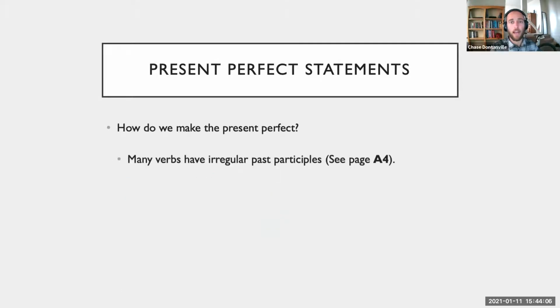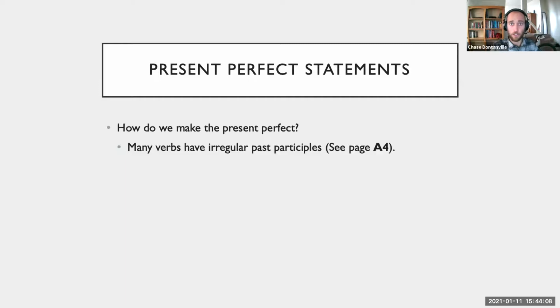Now, it should not surprise you, but there are many irregular past participles, okay? And if you want a complete list, you should look at page A4 in the back of your Grammar Explorer textbook. But here I'll give you a few examples so you can see how irregular past participles are different. So again, on the left, you have simple past. On the right, you have present perfect. So I did, past simple. But I have done. So the past participle of do is done. So do, did, done. Maybe you'll remember learning verbs this way.